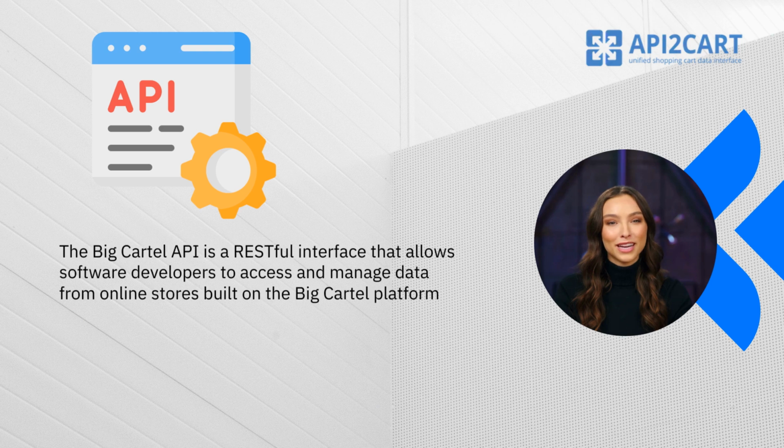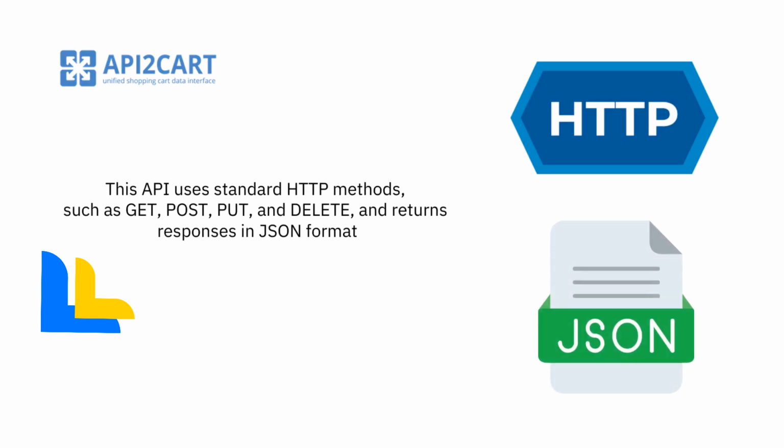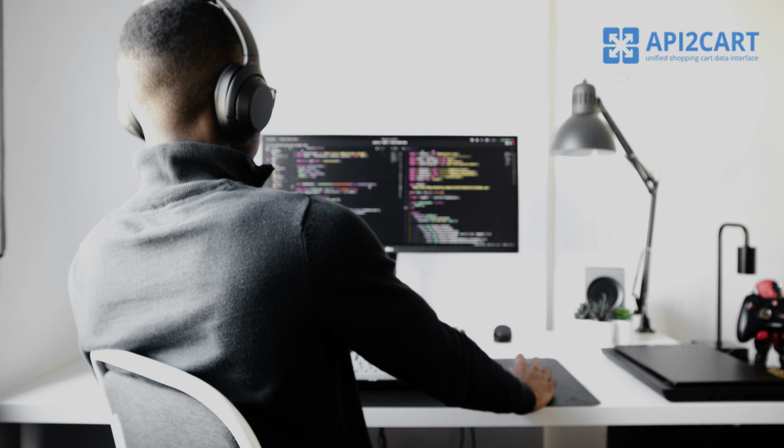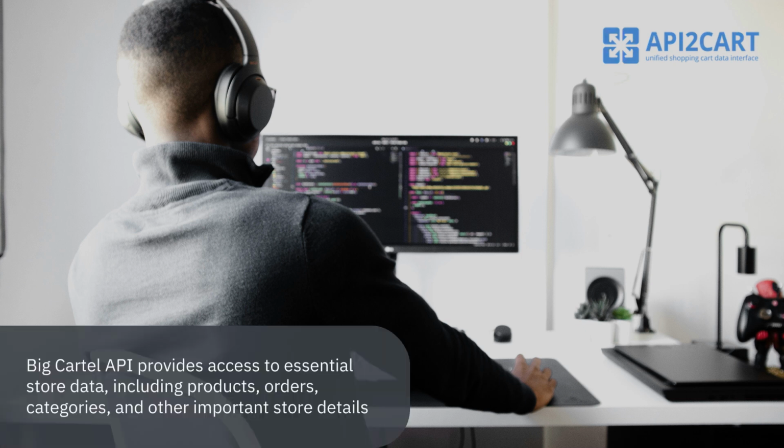The Big Cartel API is a RESTful interface that allows software developers to access and manage data from online stores built on the Big Cartel platform. This API uses standard HTTP methods such as GET, POST, PUT, and DELETE, and returns responses in JSON format. Big Cartel API provides access to essential store data, including products, orders, categories, and other important store details.